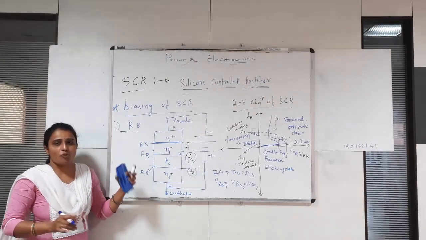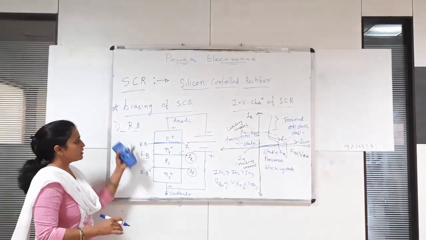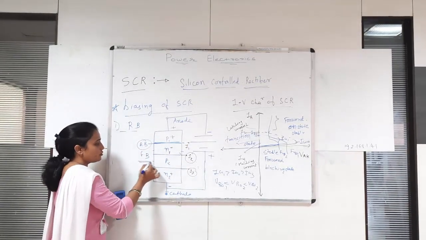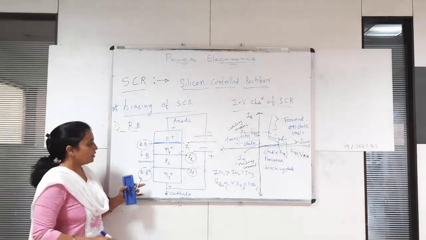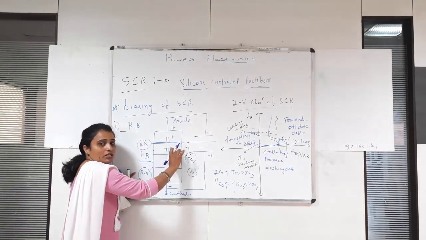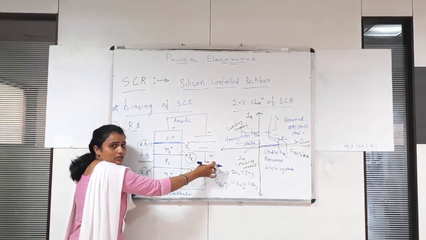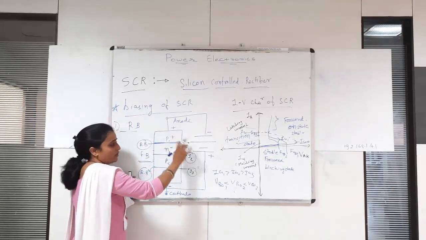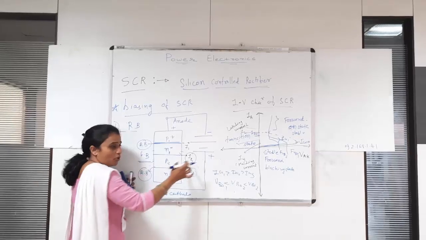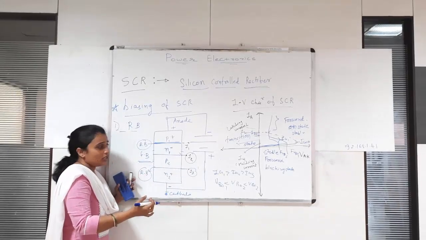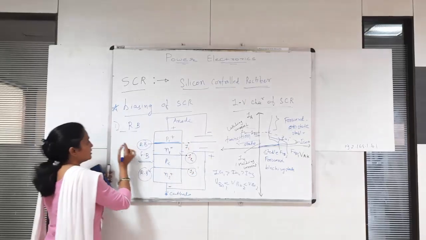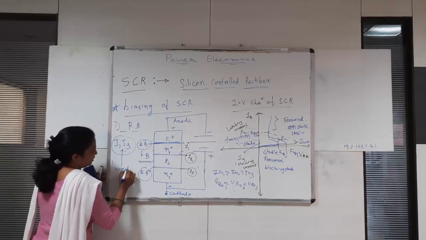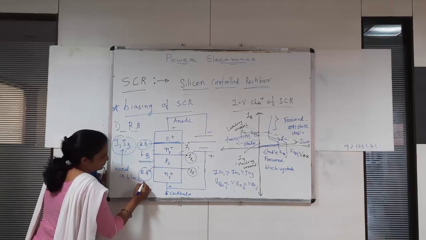So it is somewhat opposite to the forward bias condition. In the reverse bias condition, the junctions J1 and J3 are both working in the reverse bias, but the junction J2 is working in the forward bias. So in the forward bias, the depletion region becomes very small, but at junctions J1 and J3 the depletion region becomes larger and larger whenever I am increasing the anode to cathode voltage. So the blocking capacity in the reverse bias condition totally depends on the junctions J1 and J3.